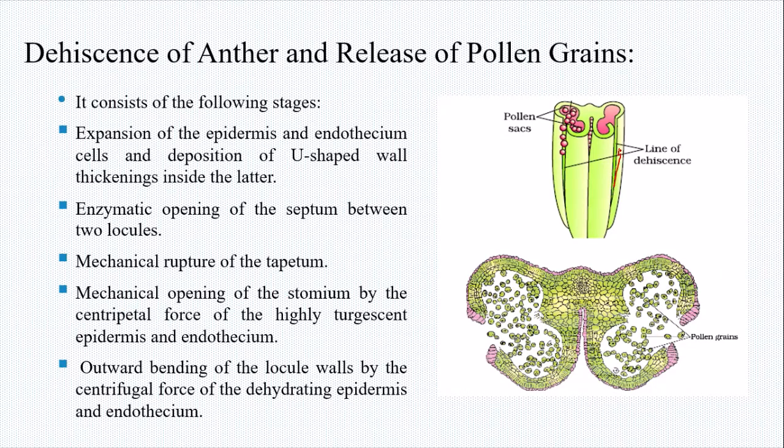After this rupture of the septum, the opening of the stomium, this is the line in the epidermis, takes place by the force of highly turgescent epidermis and endothelium, and outward bending of the locule walls by the centrifugal force of the dehydrating epidermis and endothelium. So the anther dehisces, and the mature pollen grains are released from here.